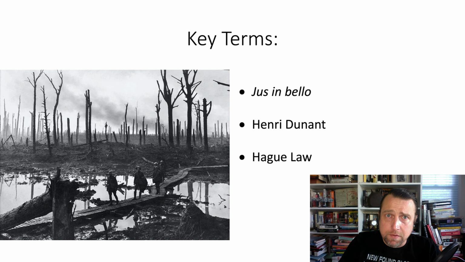And our key terms for today: first, jus in bello. Second, Henri Dunant. Henri Dunant, as we will see, was the founder of the Red Cross. And Hague Law. In general, when international lawyers refer to Hague Law, they are talking about the body of international law that governs what kinds of weapons can be used on the battlefield.